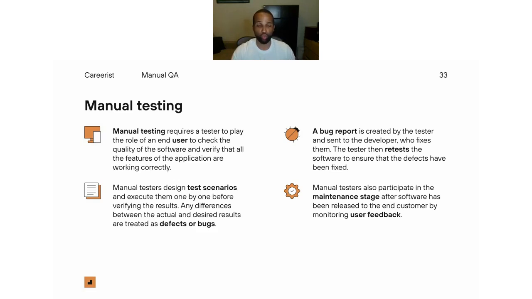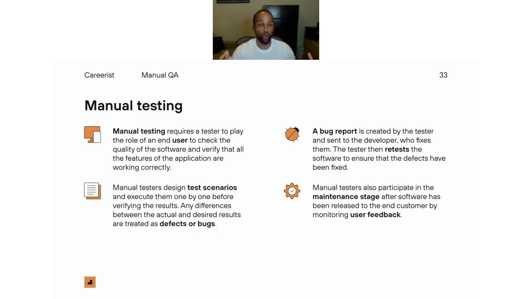A bug report is created by the tester and sent to the developer, who fixes them. The tester then retests the software to ensure that the defects have been fixed. So like I mentioned previously, we're doing our test cases, our test scenarios, step by step, but if something happens that we don't expect, we create a bug report for it, we document it, we give it to our developers, the developer fixes it, and then we test it again.